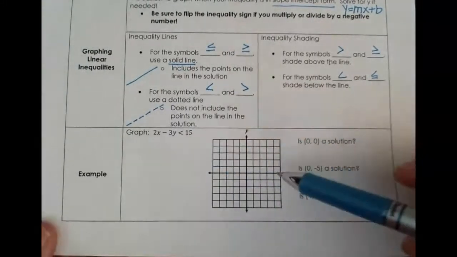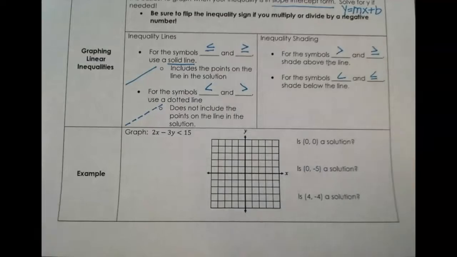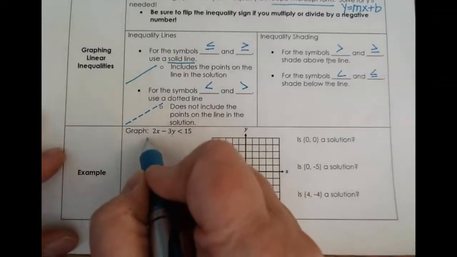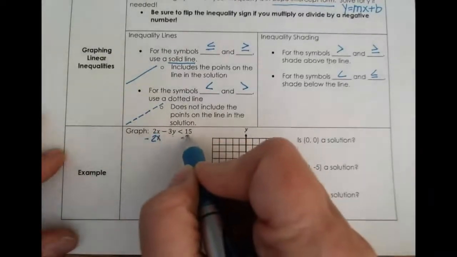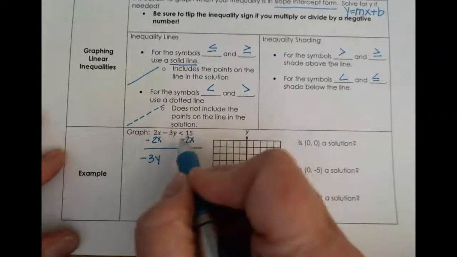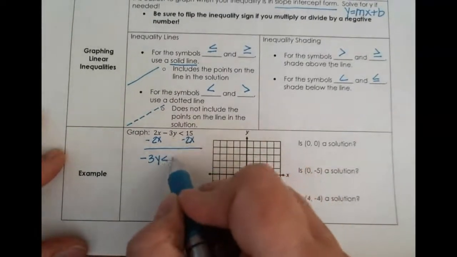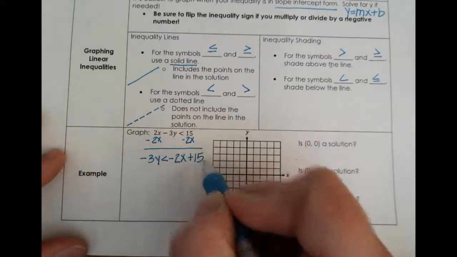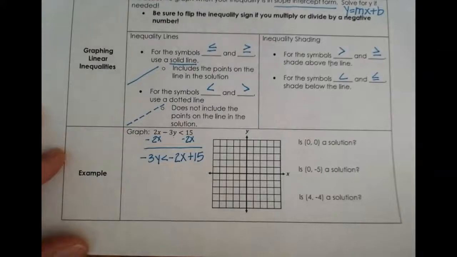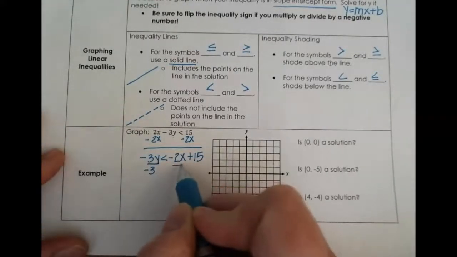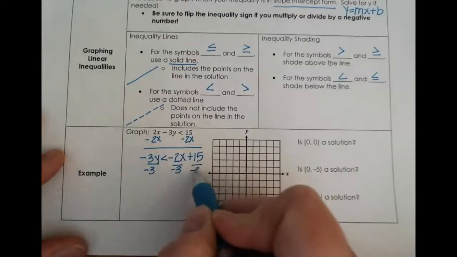So I want to graph this inequality on here, and then I'm going to answer some questions about whether the point is a solution or not. So remember, we want to be in slope-intercept form, so we are trying to get y alone. Let's subtract the 2x to get us started. And I end up with negative 3y is less than, and we're going to write the other side in standard form with the x first, negative 2x plus 15. Now I want y by itself, and there's a negative 3 times that y, so I'm going to divide by negative 3.